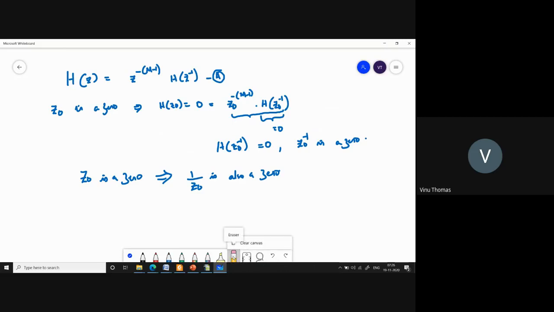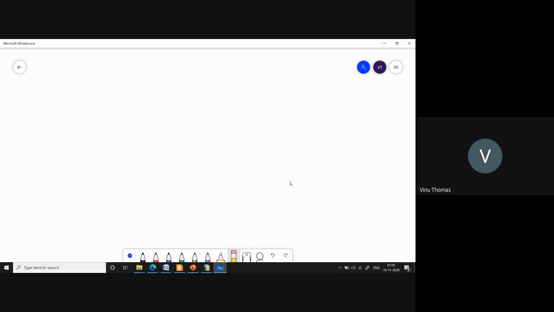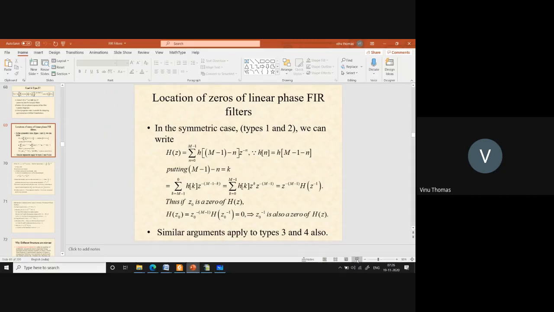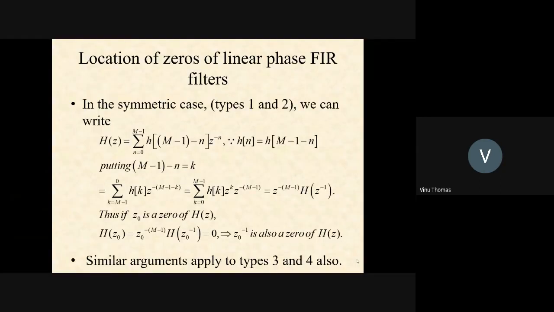Now the same argument will apply to types 3 and 4 also. Therefore, for types 3 and 4 also you have the same argument that if z naught is a 0, then z naught raised to minus 1 is also 0. Because for types 3 and 4, the difference is that they are antisymmetric, and therefore we can write h(n) = minus h(M minus 1 minus n), and you will end up with a negative sign here. But the argument that if z naught is a 0, z naught raised to minus 1 is also 0 is applicable for types 3 and 4 as well.